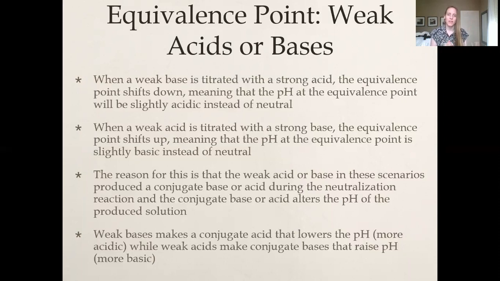On the other hand, if you have a weak acid and a strong base, then the stronger base is going to pull up the equivalence point towards a more basic pH. So you might see a pH of like 8 to 10 as your equivalence point. And that's just because at that point, you've got essentially an imbalance that's happening between the strength of the acid and the strength of the base.